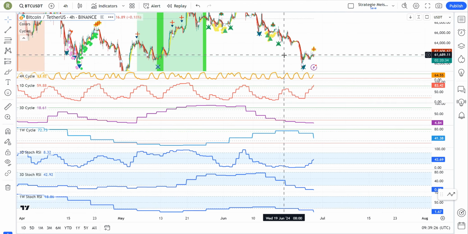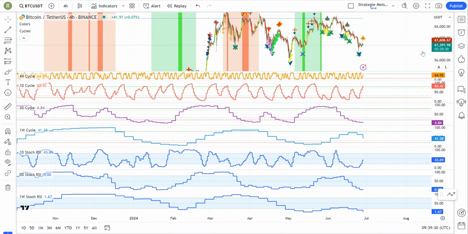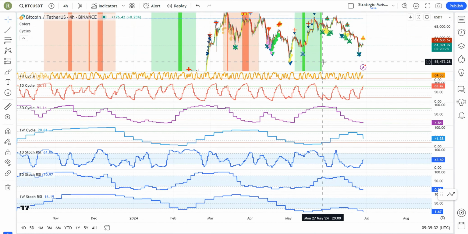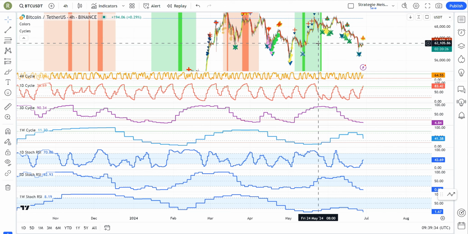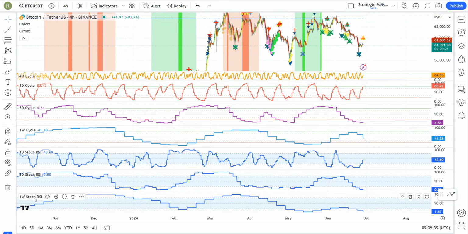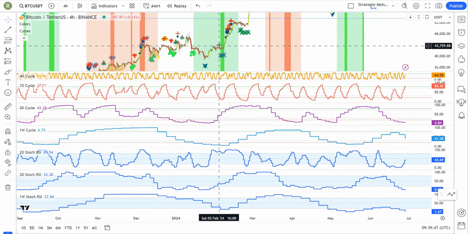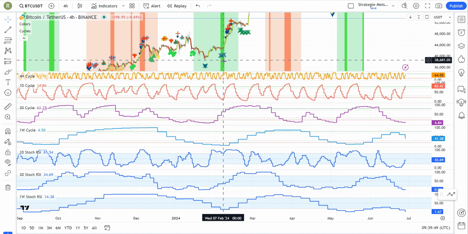Now, if I zoom out a little bit, I'll be able to compare the 3-day and the weekly Stoch RSI indicators with the cycle indicators. For me, the most important one is actually the weekly Stoch RSI, because I would like this indicator to go into harmony with the weekly cycle. Let me go into the past a little bit and see where those 2 indicators coincide. Right here, about this zone. As you can see, the weekly Stoch RSI is showing 14.38, so it's below 20.